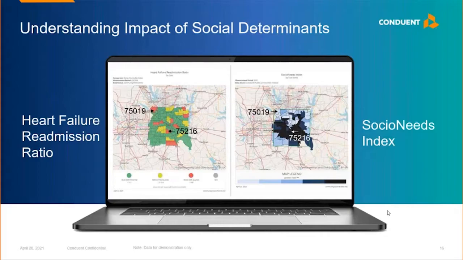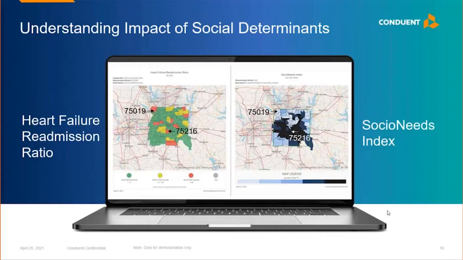Linda, I'd love to hear how a hospital system could use these insights to improve their care and outcomes. Absolutely, Jane. Looking at this from a clinical standpoint, if I went in and said, those patients in 75019, I can't really do much for them post-discharge. Well, they don't really have a high social need, so planning for extra transportation or planning some food areas wouldn't help that.